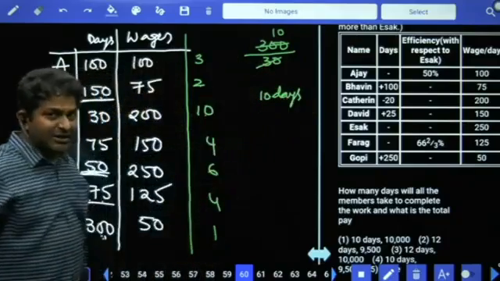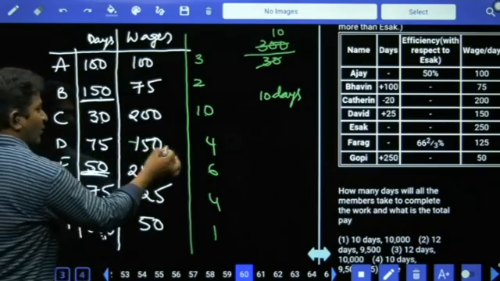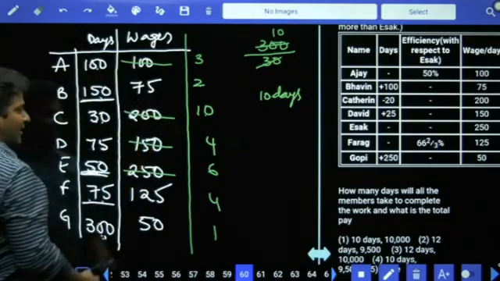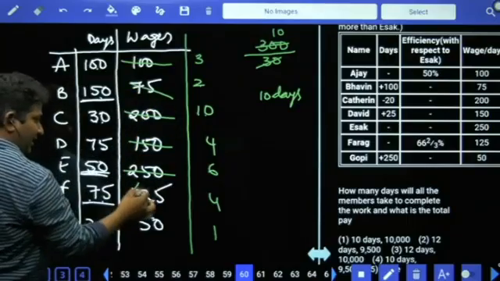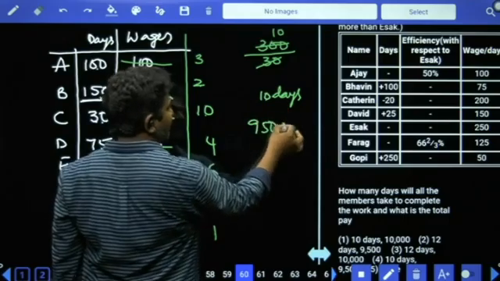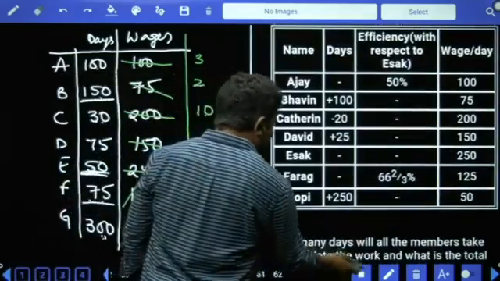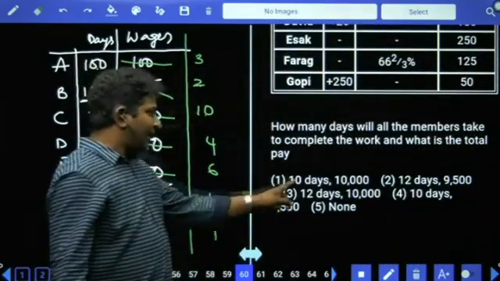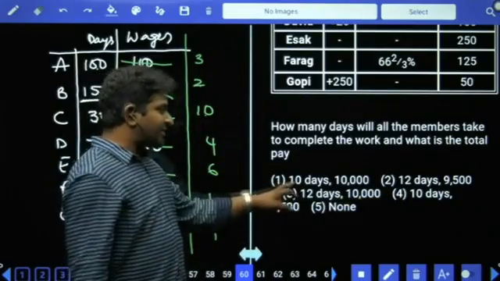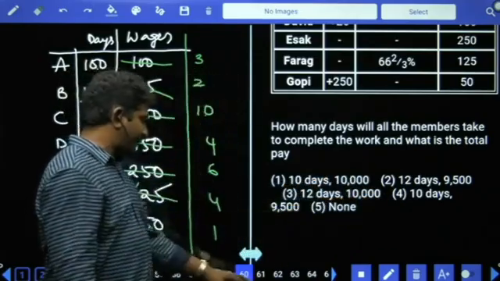So each and every person is working for 10 days. And what exactly is the pay? Observe this. 150, 250, 400, 500, 700, 800, 900, 950. So per day they are getting 950, and they are working for 10 days. So the total is 9,500. So 10 days and 9,500 is our answer. The fourth option is our answer. The first option, 10 days and 10,000, is not the right answer. 10 days and 9,500 is the right answer.